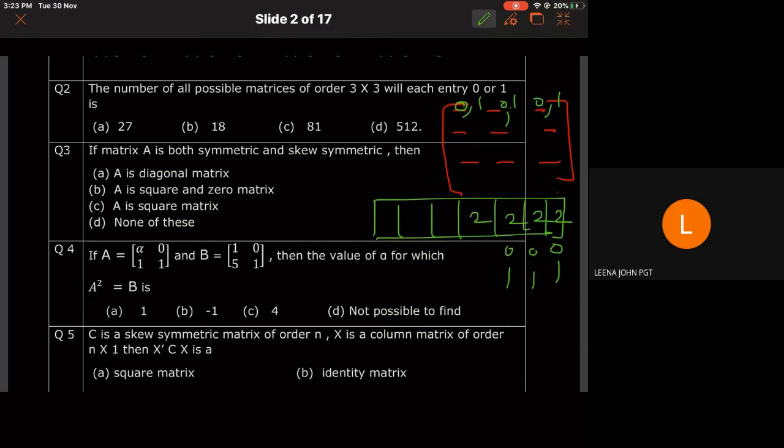So the total number of entries in the 9 places will give the total number of different matrices with either 0 or 1 as entry. It is 9 places, and each place will have 2 choices. So it will be 2 into 2 into 2, 9 times. So it is 2 to the power 9. So this is the answer.